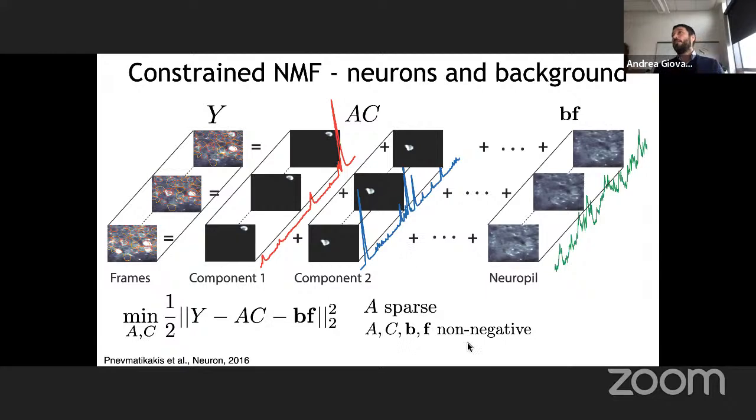And then we have non-negativity constraints. The non-negativity constraint is very important. It's basically what helps you to demix signals. It imposes the fact that you can only sum the activity of these components, and you cannot subtract it among them. So this is exactly the trick that allows you to separate the neurons.